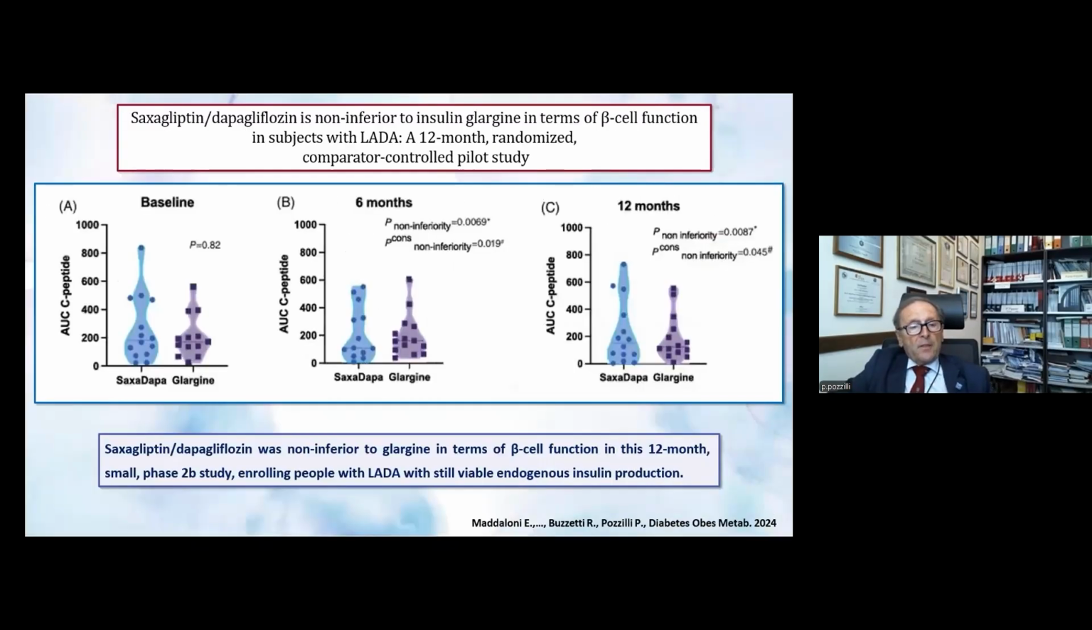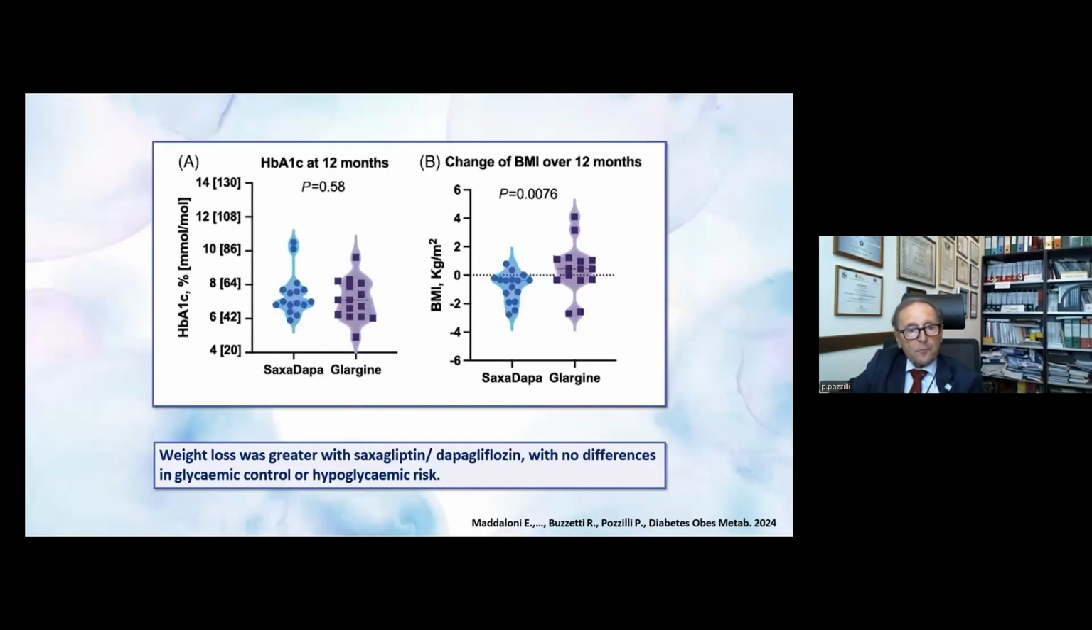Now, this is the other study that I mentioned before, the saxagliptin and dapagliflozin, that was non-inferior to insulin glargine in terms of beta cell function in subjects with LADA. And as you can see, saxa-dapagliflozin, so the combination of saxagliptin with dapagliflozin versus glargine, was indeed capable of similar non-inferiority, similar control, and at 12 months was significant, suggesting that the combination of saxa-dapa could be a good combination in patients with LADA. And again, combination therapy in patients with LADA without insulin, but insulin is always behind, ready to be given, at least a basal insulin, if patients have poor metabolic control. So these were the results at 12 months of this study. Weight loss was greater with saxagliptin and dapagliflozin with no difference in glycemic control or hypoglycemic risk.